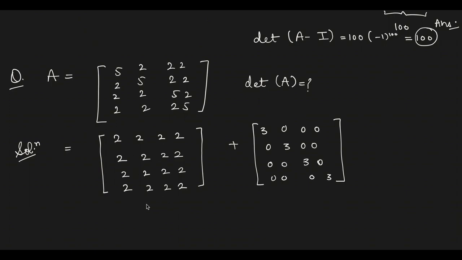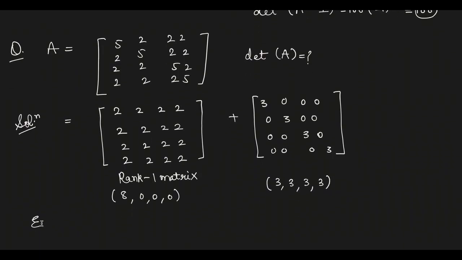So this is a rank 1 matrix now. So its eigenvalues will be 8 and the rest will be 0. So it is a diagonal matrix, so eigenvalues will lie on the diagonal only. So 3 3 3 and their sum. So finally the eigenvalues of A are 11, 3, 3.